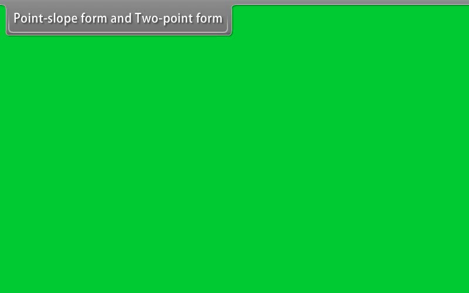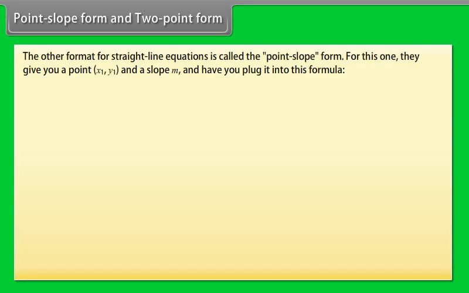Point-slope form and two-point form. The other format for straight-line equations is called the point-slope form. For this one, they give you a point (x1, y1) and a slope m and have you plug it into this formula: y minus y1 is equal to m into (x minus x1).